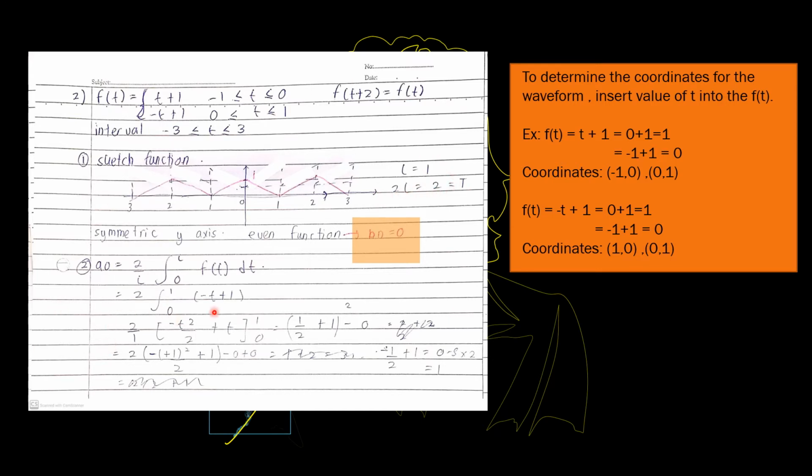So we see here -t + 1, we integrate, so we get -t squared over 2 plus t. We insert the limit into the equation, so we get -1 over 2 plus 1. As we see, a0 is equal to 2 over L, which is 2. So -1 over 2 plus 1 is equal to 0.5. So 0.5 times 2 equals 1.